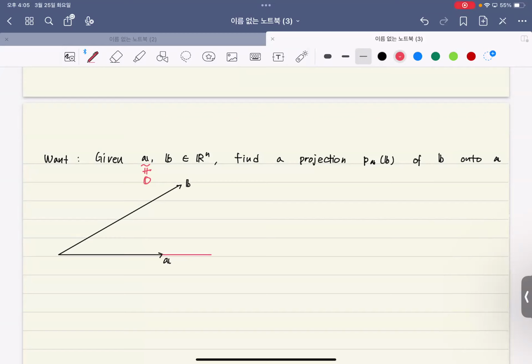So to find the projection, I draw the foot from the end point of B all the way to the one-dimensional space generated by vector A, so that I get a right angle right here. And I believe this vector is the vector that I am looking for. This is P_A(B).